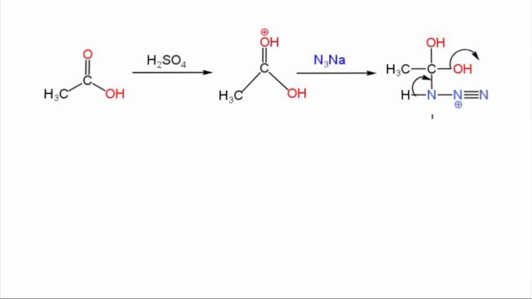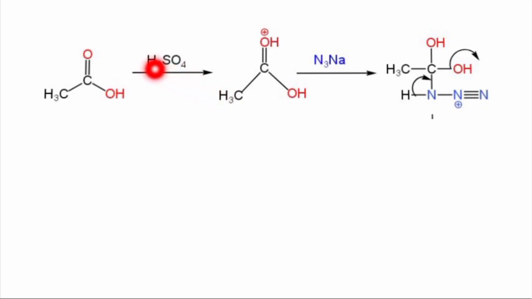So in Schmidt rearrangement we use carboxylic acid. It is a rearrangement of carboxylic acid into primary amine. So this is step down synthesis. It means the product has one less carbon compared to its reactant. Okay, so here you can see the mechanism.